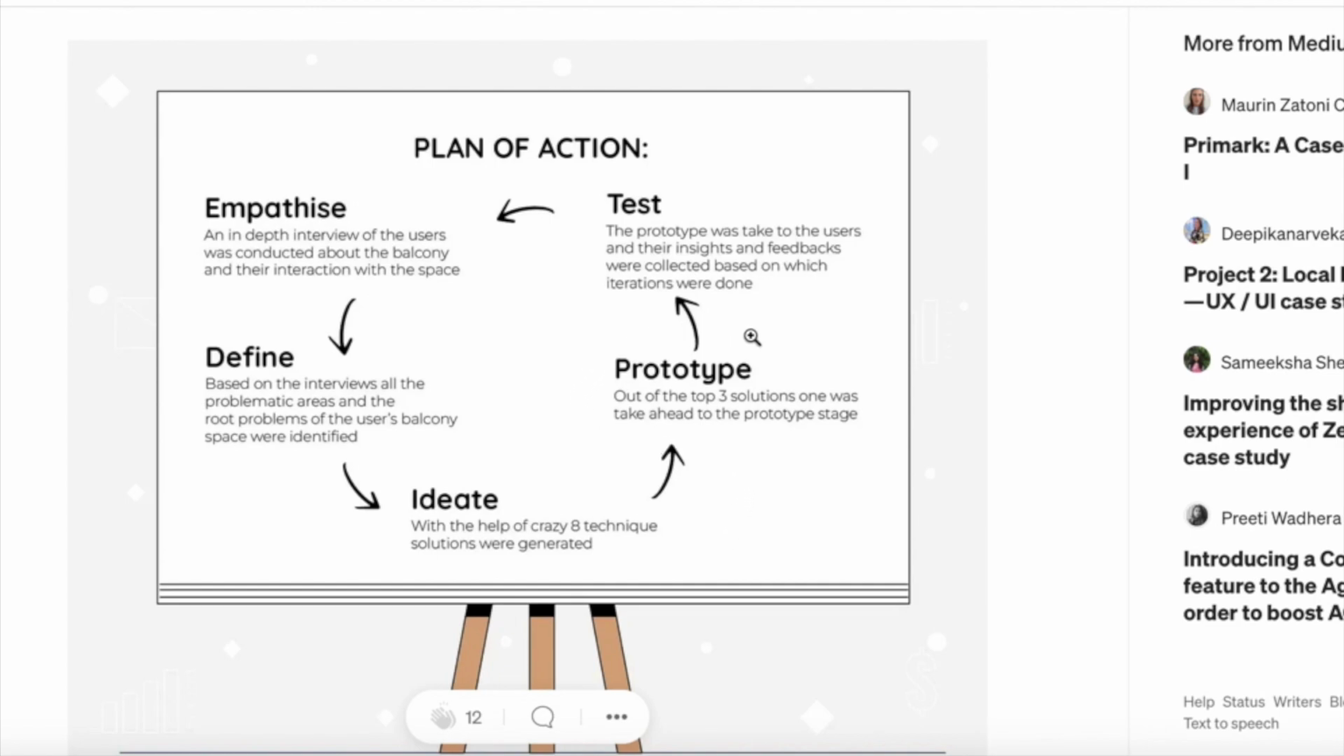The next step was the prototyping stage. Out of all the solutions generated, the top 3 solutions were selected for the prototype stage, and these prototypes were taken ahead to the users to test them. During the testing stage, insights and feedback were to be collected from the users and further iterations were to be done.